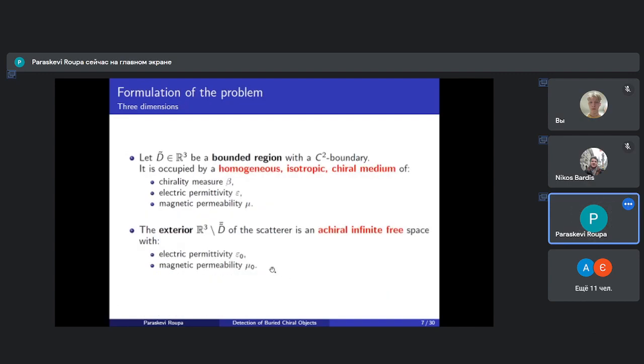Let us now start with the formulation of the problem in three dimensions. First of all, we consider D tilde a bounded region with a C2 boundary. This region is occupied by a homogeneous isotropic chiral medium, which has chirality measure β, electric permittivity ε, and magnetic permeability μ. The exterior of the scatterer is an achiral infinite free space, which has electric permittivity ε0 and magnetic permeability μ0.